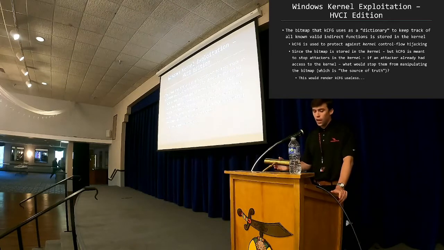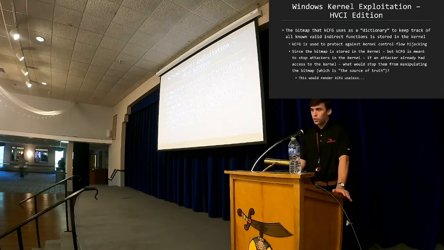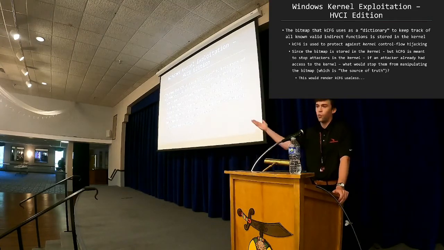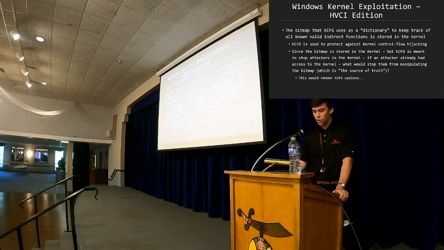So KCFG runs into the same issue as trying to implement arbitrary code guard in the kernel, right? Normal control flow guard is protected by the kernel, the bitmap. But when you try to implement a mitigation in the kernel, as we talked about earlier, and you assume an attacker has access to the kernel, well, that's, again, the kernel defending against itself. We can't do that, right? Because an attacker could just disable the mitigation before they deploy their attack in the kernel, for instance. So we've got to do something about that.